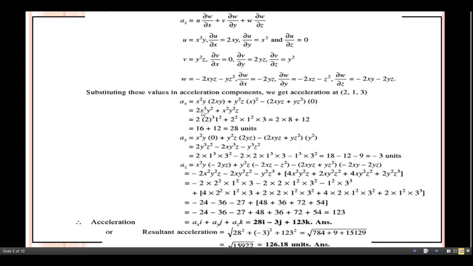So our target is to get the acceleration at point 2, 1, 3. So we can get the acceleration component along the x direction by considering this point 2, 1, 3. Just substitute the value of x as 2, y as 1 and z as 3. So after substituting all the values, we can get the acceleration component along the x direction is 28 units. Similarly, the acceleration component along the y direction is nothing but in this way. So what about this one?